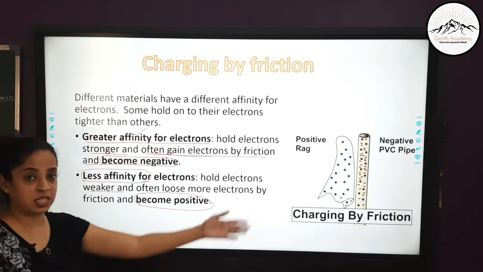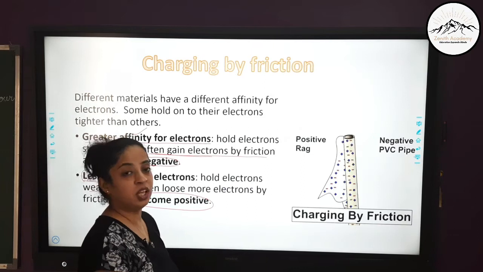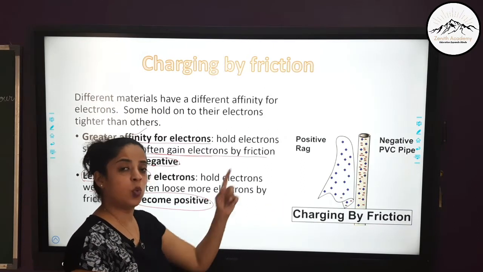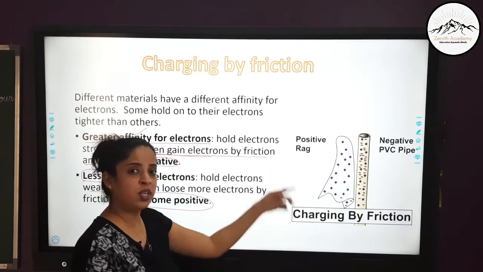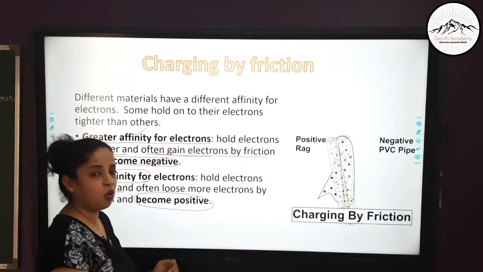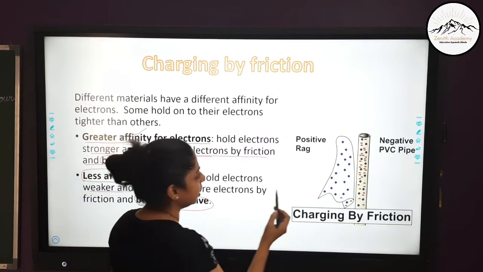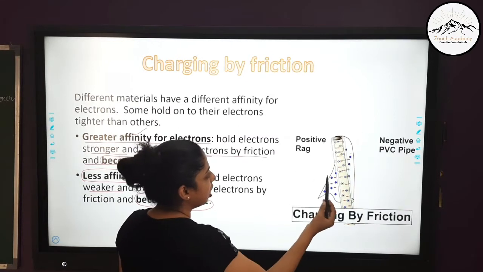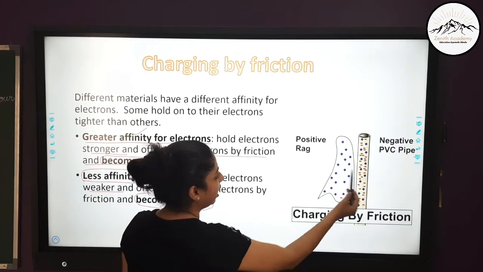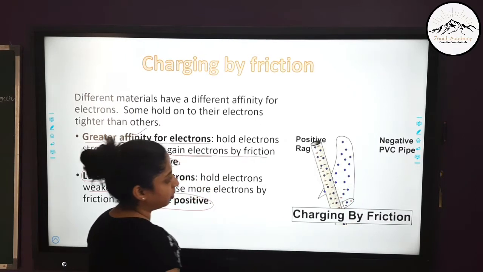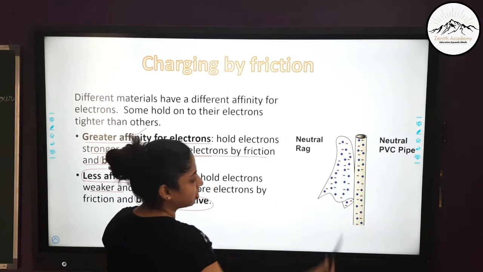So here you can see in this animation there are two neutral substances. One is a PVC rod and one is a normal cloth rag. So when you are rubbing it, what is happening is you can see that negative charges are flowing from this rag to this PVC pipe. See, the more negative charges have come here.